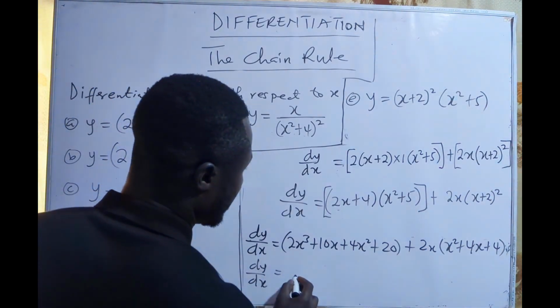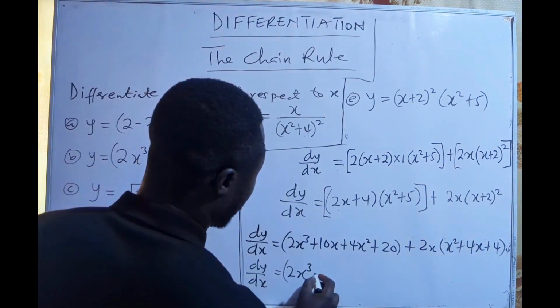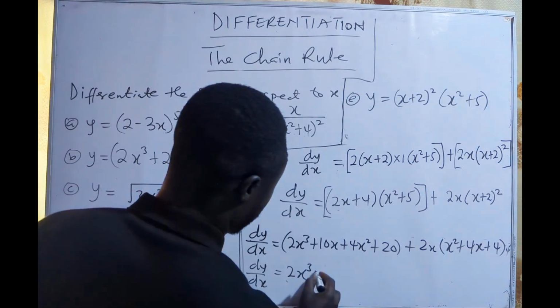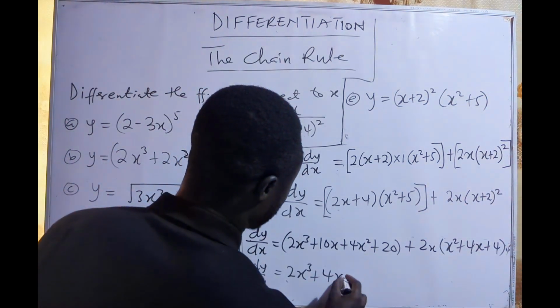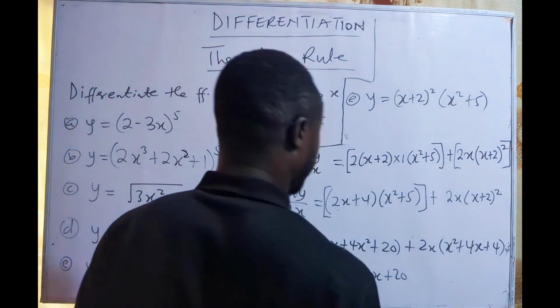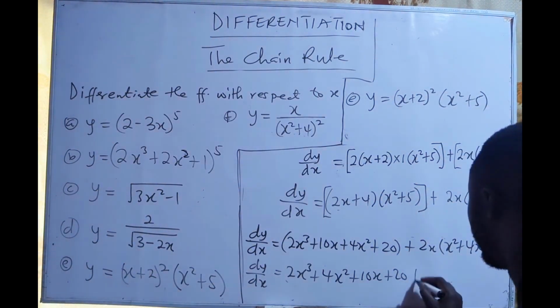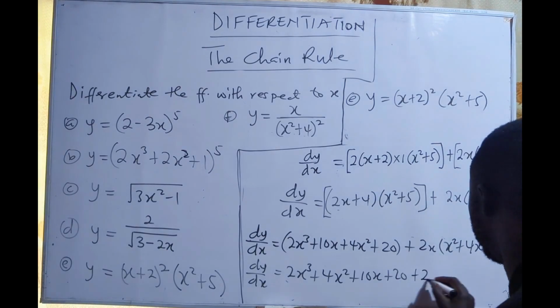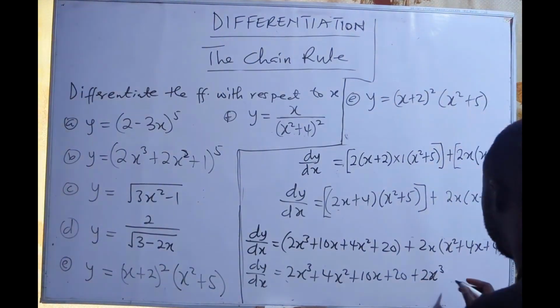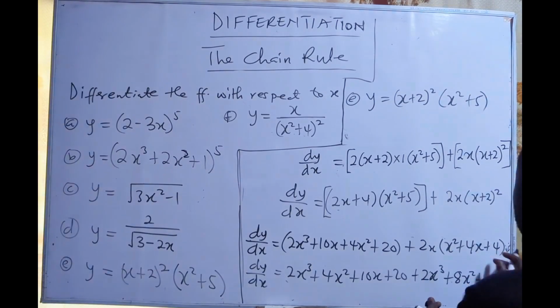So at the end of the day, we can have our dy over the dx to be equal to 2x cubed, plus, let me arrange, 4x squared plus 10x plus 20. So let me also expand this, plus 2x cubed plus 2x times this will give me 8x squared, plus 2x times this will give me what?